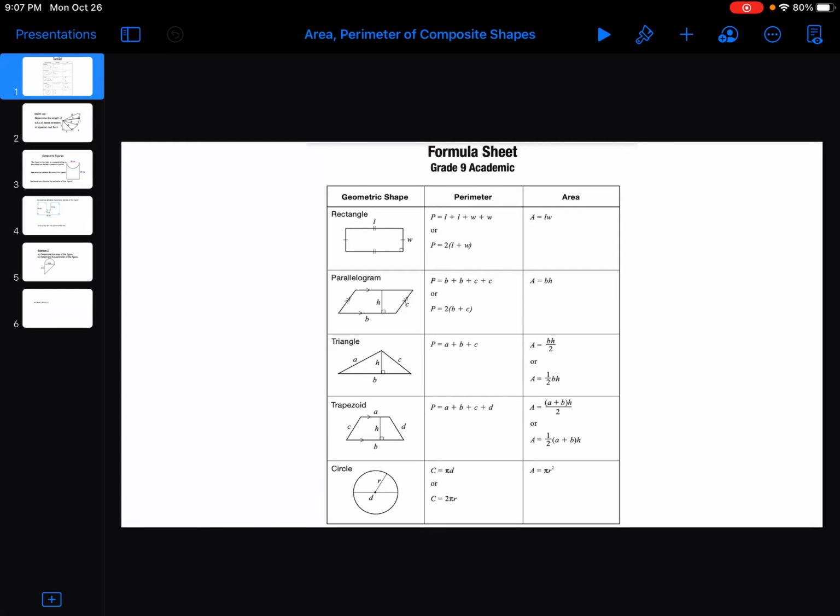Okay, so we're going to look at area and perimeter using composite shapes. We've talked about area before, and you would have done it last year. This is the general sheet that you would normally get when you were taking the grade 9 EQAO. It's a formula sheet that's just got all of the areas and perimeters of common shapes. Typically there's a second sheet that goes with this that has volume and surface area, but for now we're just going to be considering area and perimeter.